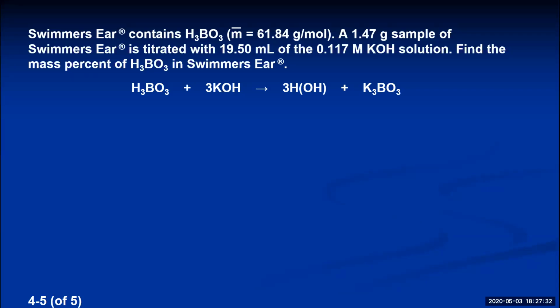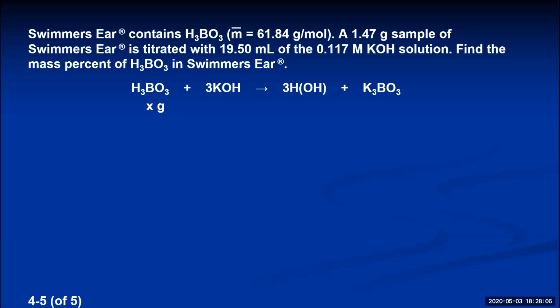So they've already told us the mass of the Swimmer's Ear, 1.47 grams. Do not write that under H3BO3. The problem is not telling you there's 1.47 grams of boric acid. They're saying it's 1.47 grams of this substance or this material or this mixture called Swimmer's Ear. That 1.47 grams will be used in the very final step when we calculate the percent by mass of boric acid in Swimmer's Ear. The mass of boric acid is what we don't know. That's what you're solving for.